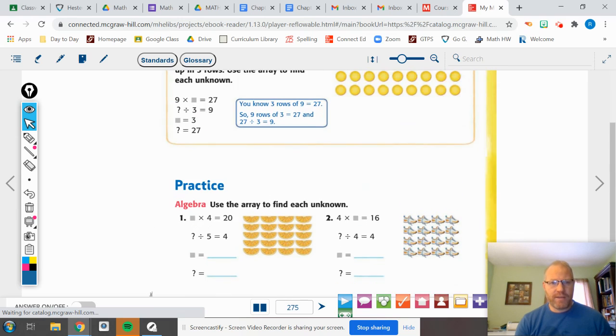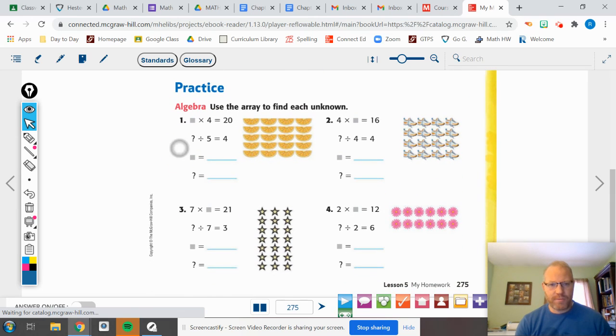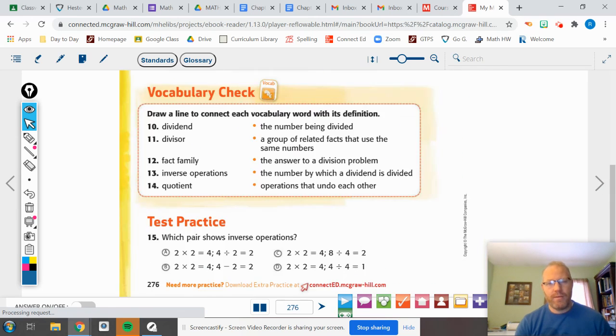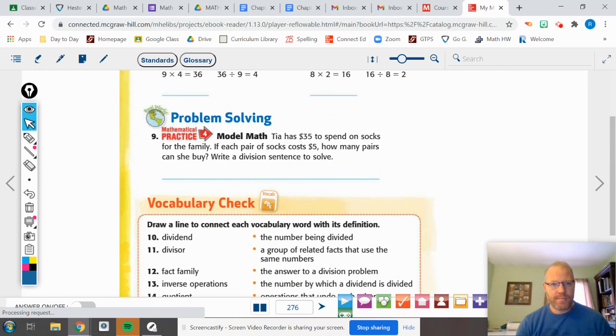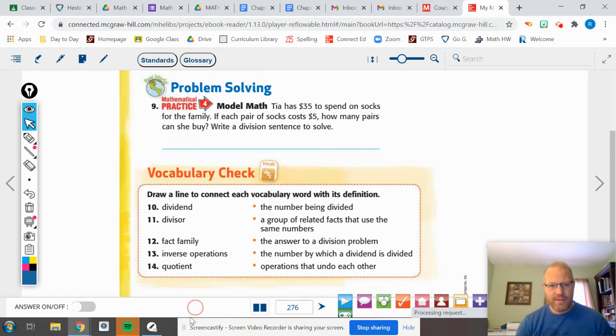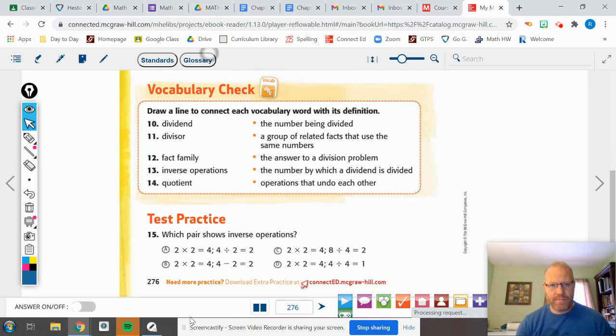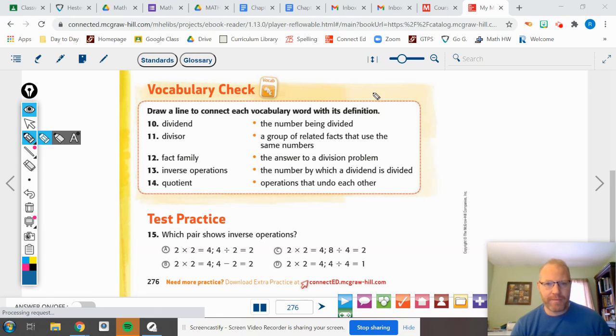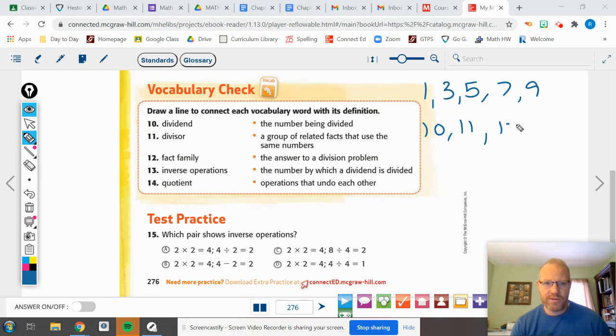So for your homework tonight, you are going to start with number 1, 3, 5, 7, 9. And then for the vocabulary, we do them all. So 1, 3, 5, 7, 9, 10, 11, 12, 13, 14, and test practice always, 15.